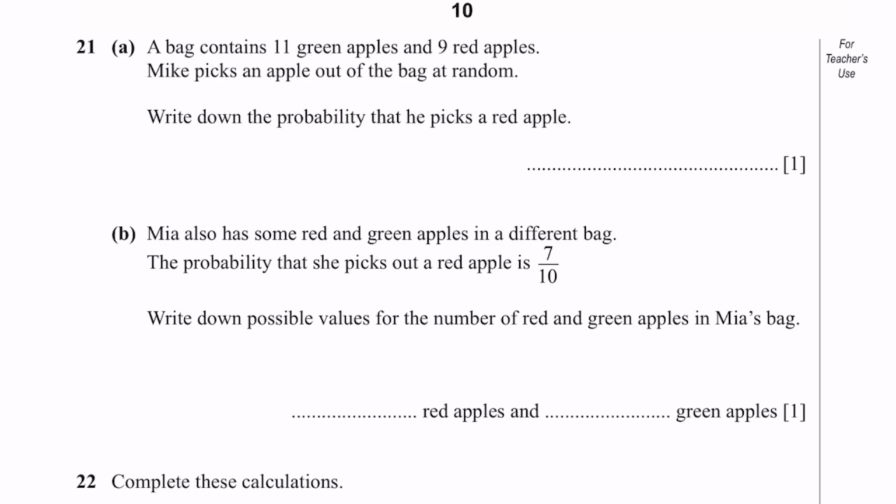Question 21. A. A bag contains 11 green apples and 9 red apples. Mike picks one out of the bag at random. Write down the probability he picks a red apple. So total there are 20 apples because 9 plus 11. And then there are 9 red apples. So probability is 9 by 20.